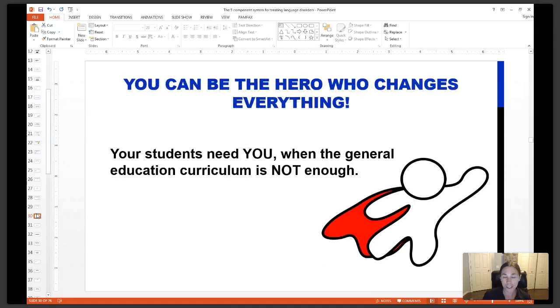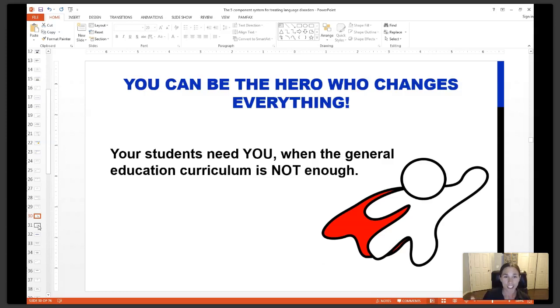So really, this is where we can be the hero. You can be that hero who changes everything for your students. You can be the one that helps turn things around for them and be the person that gives them what they need when that general education curriculum is not enough.